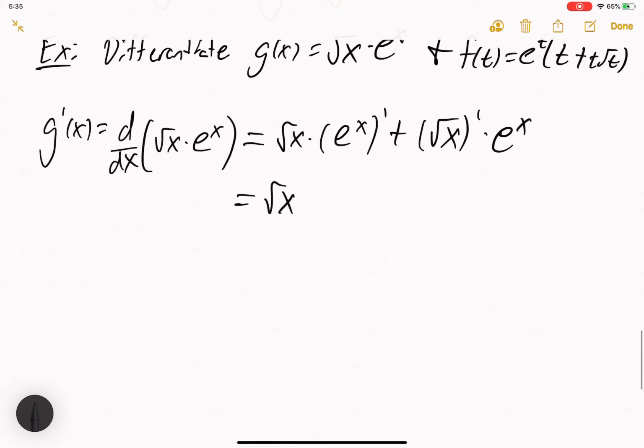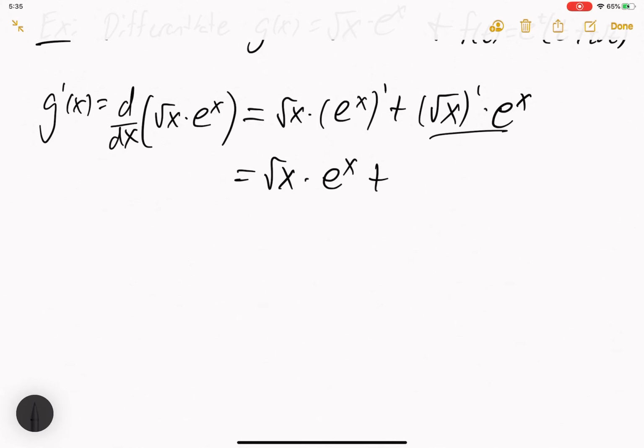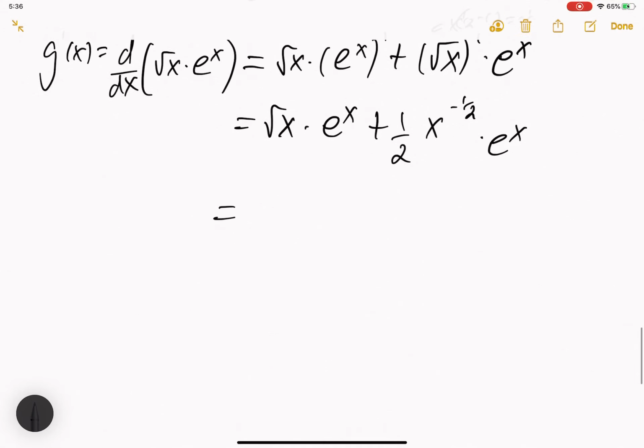So now let's actually take the derivatives. So the derivative of e to the x is just e to the x, so we just get square root of x times e to the x, plus, and then the derivative of square root of x. Remember that this is equal to x to the 1/2, so we bring down that 1/2, and then subtract 1 to get negative 1/2, so you get x to the negative 1/2 times e to the x. And I'm just going to pull out that e to the x, and then what we get is the square root of x plus 1/2 the square root of x, like that, because that negative just moves it to the bottom.